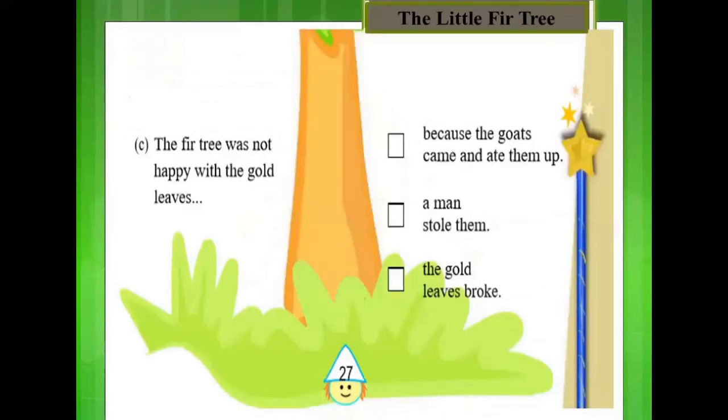The third comprehension question for you is, the fir tree was not happy with the gold leaves. The options that are given for you are because the goats came and ate them up, a man stole them, the gold leaves broke. Here, as you have guessed correctly, children, the answer is a man stole them. So the fir tree was not happy with the gold leaves because a man had stolen them. So this was the last comprehension exercise.